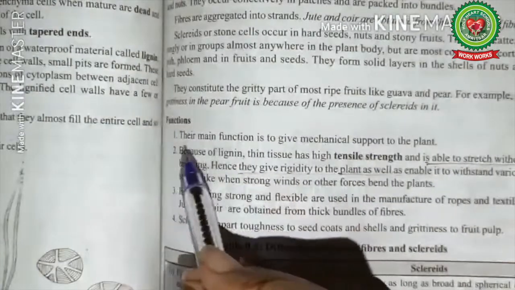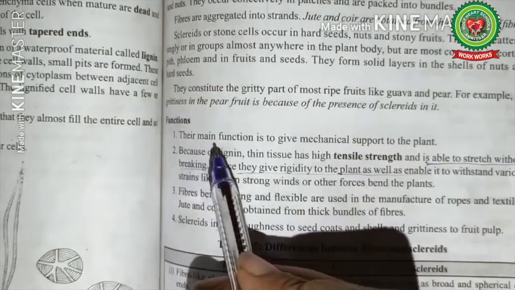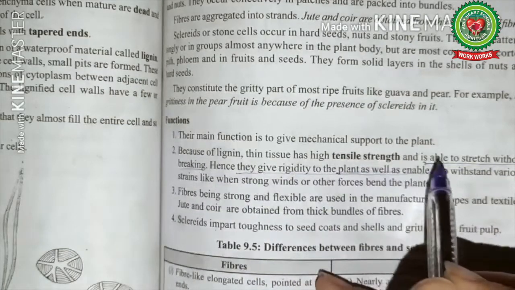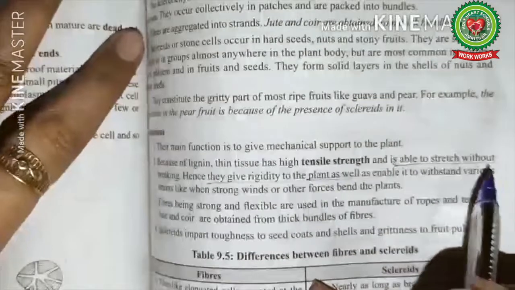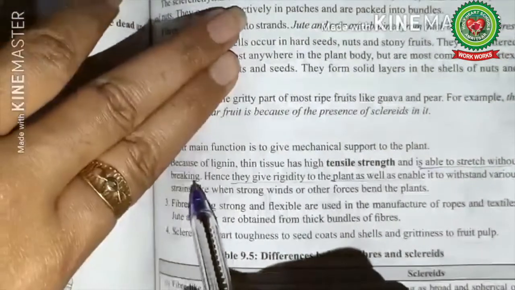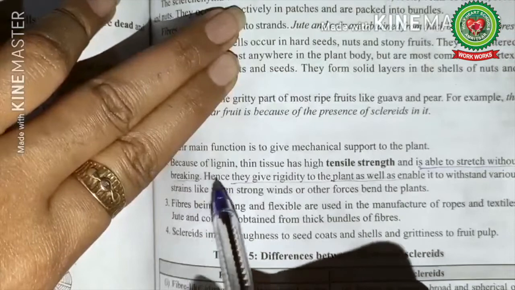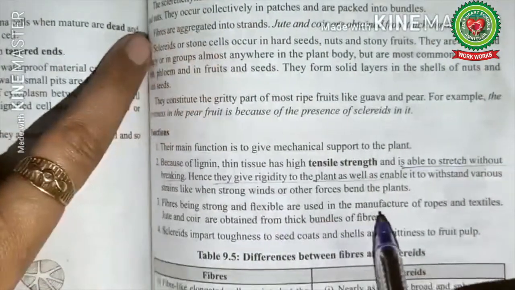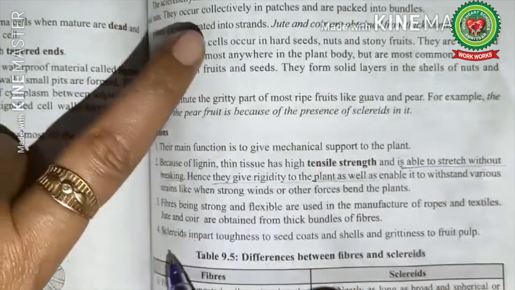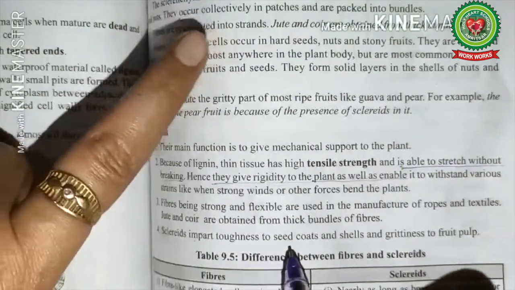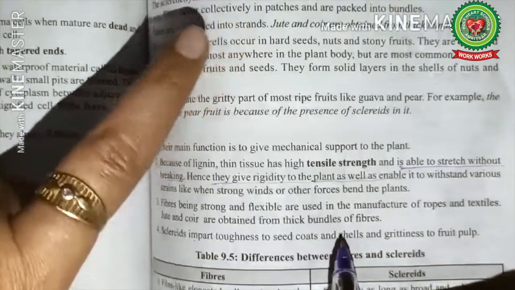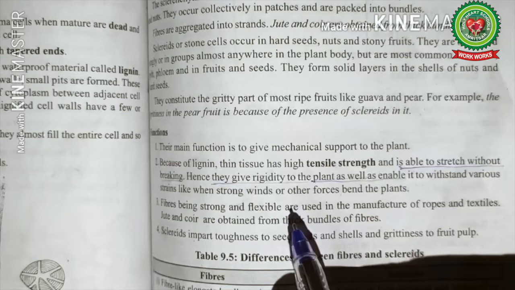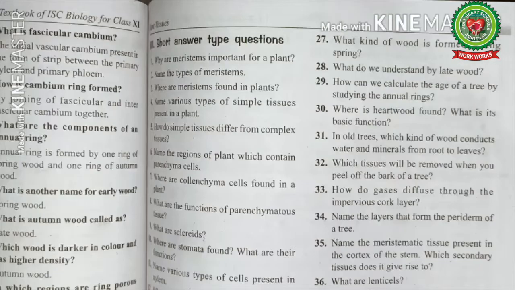If we talk about the function, their main function is to provide mechanical support to the plant. Because of the lignin, this tissue has high tensile strength and is able to stretch without breaking, and due to it provides flexibility to the plant. Fibers, being strong and flexible, are used in the manufacturing of ropes and textiles. Sclereids impart toughness to the seed coats and shells and provide grittiness to the fruit pulp. Now, permanent tissue will be discussed in the next lecture.